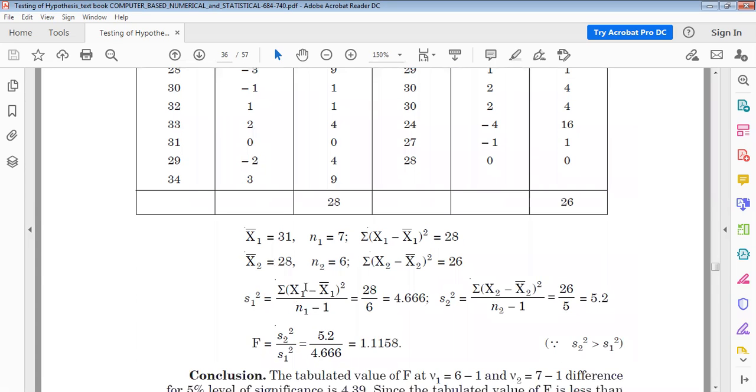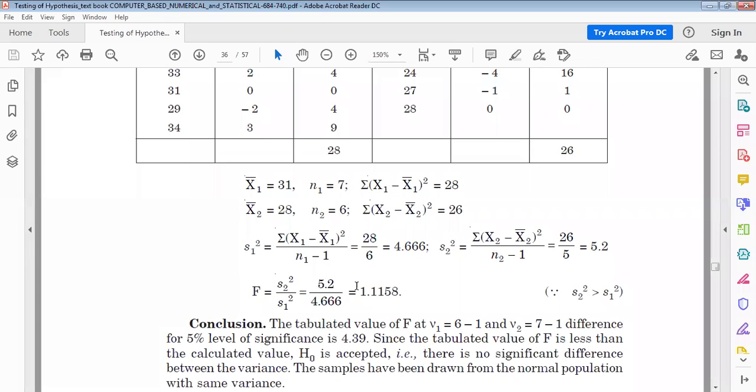So S1 square is the sum of the squares of differences of the first sample divided by n1 minus 1, which gives 4.666. Similarly S2 square for the second sample is 5.2. Now what is the capital F value? It is 1 point something. Here S2 is greater than S1, clearly observe. To take this value, we have to take S2, 5.2, and divide by S1 square.